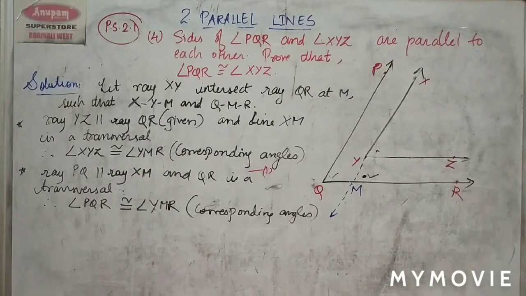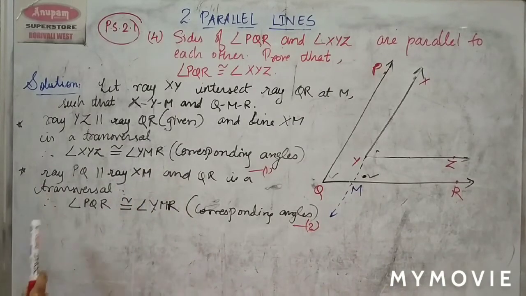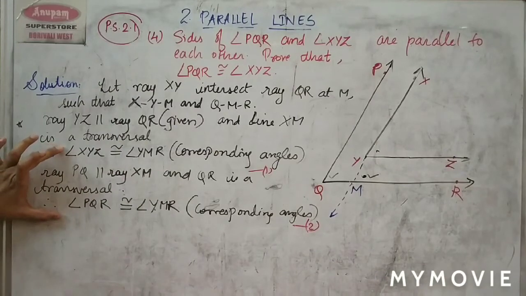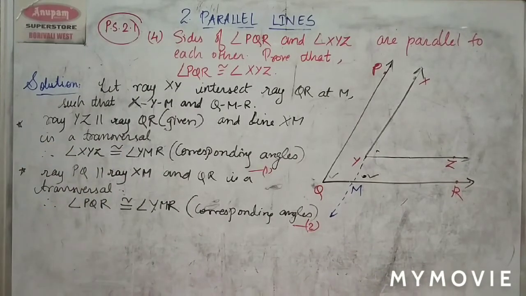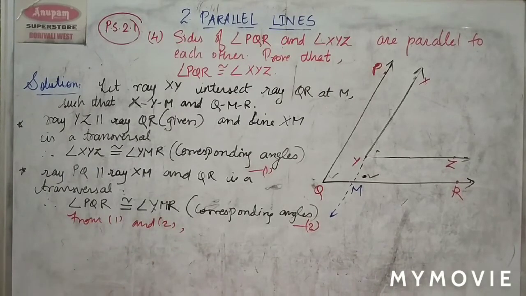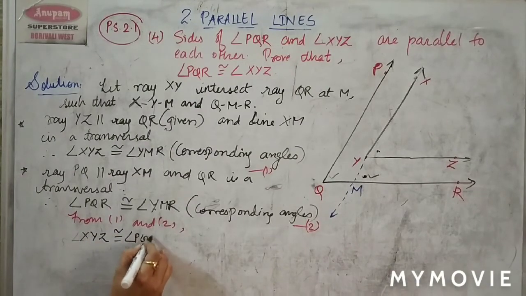So, according to that, we will say that all these three angles are congruent to each other. Using this, I'll number this as 2. But even though these three angles are congruent to each other, we don't need YMR right now. What we are supposed to prove is PQR and XYZ, and if this right hand side is equal, automatically I can say the left hand side is also equal. So therefore I'll say from 1 and 2, the right hand side is having YMR. So if the right hand side is equal, the left hand side becomes equal, which is angle XYZ congruent to angle PQR.